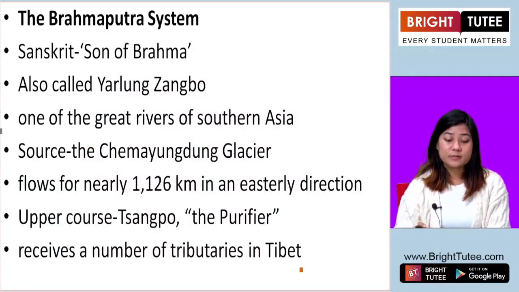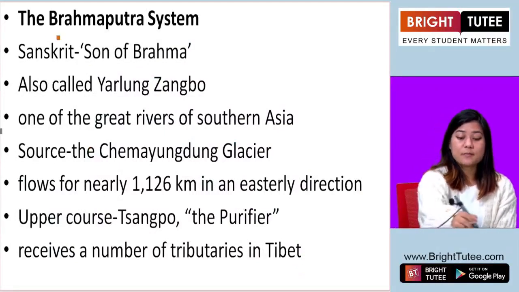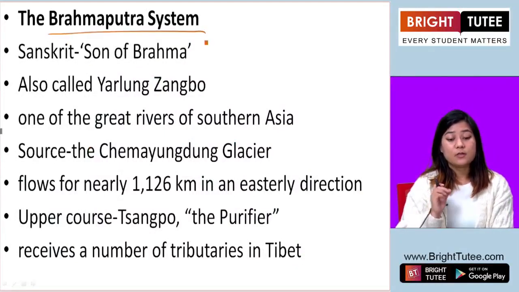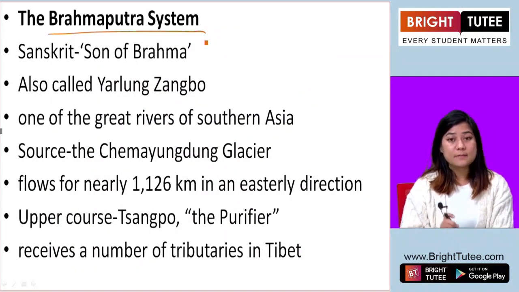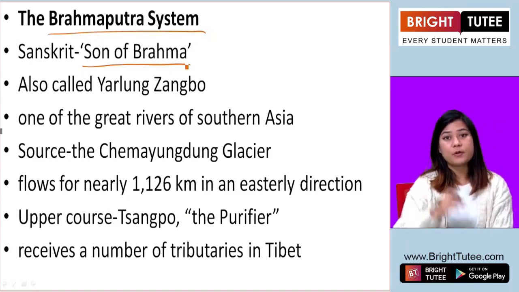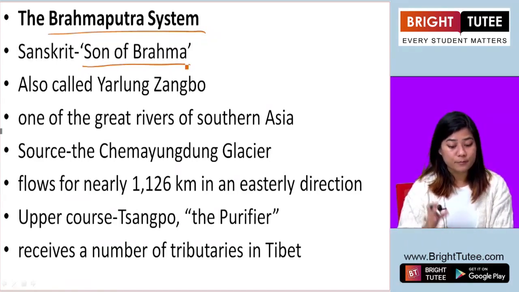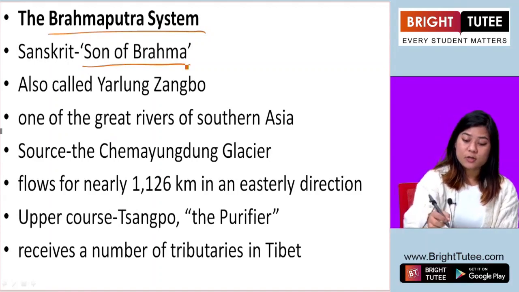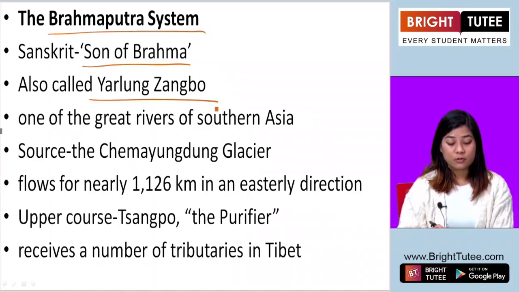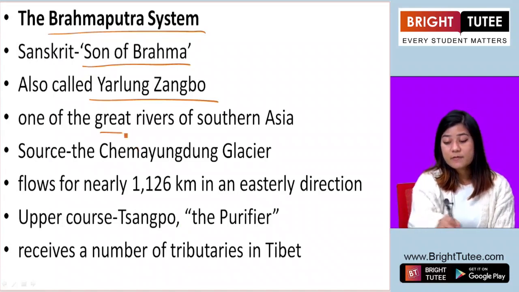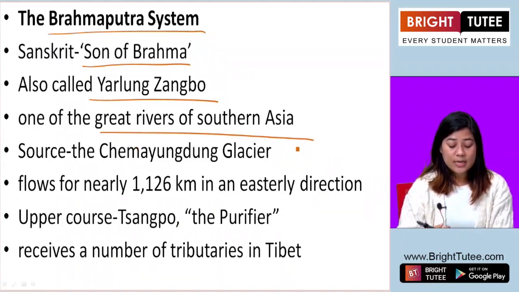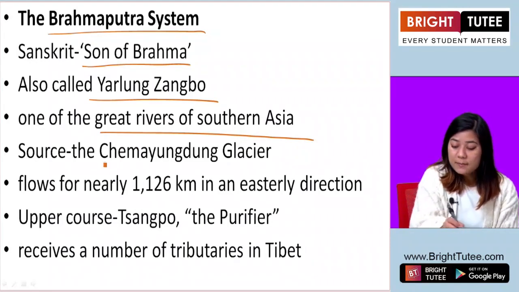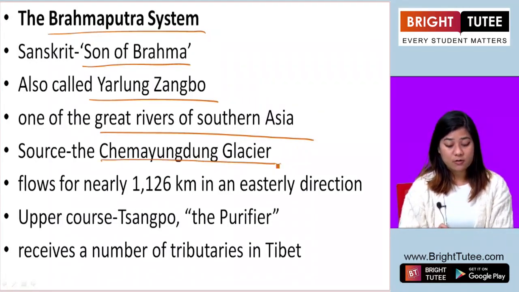The next river system, another important river system, is the Brahmaputra river system. Now, the word Brahmaputra comes from a Sanskrit word and it means son of Brahma, Brahmaputra. Okay, son of Brahma. It is also called Yarlung Zangbo. Okay, it is one of the great rivers of South Asia, or the southern part of Asia. Its source is the Chemayungdung Glacier. Alright, it's also in Tibet.